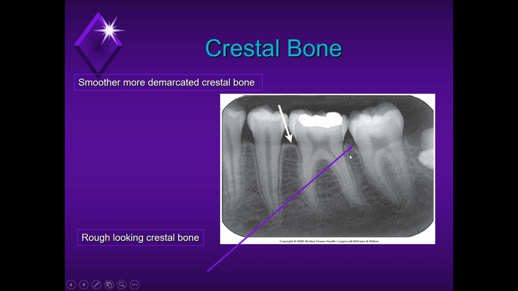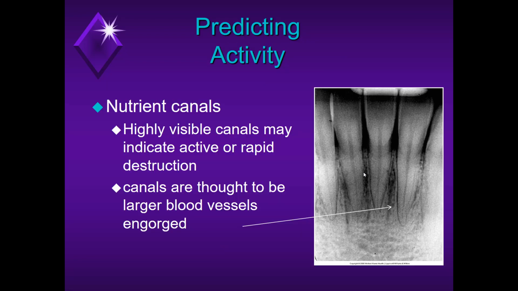Whereas in this bone right here, see how this is fuzzy? And not only that, but I see one bone is angled and one height of bone here on the buccal bone looks straight. So it looks like this lingual bone is in an active phase of disease. It's rougher looking. So looking at the radiographs that day can help you guess at activity.